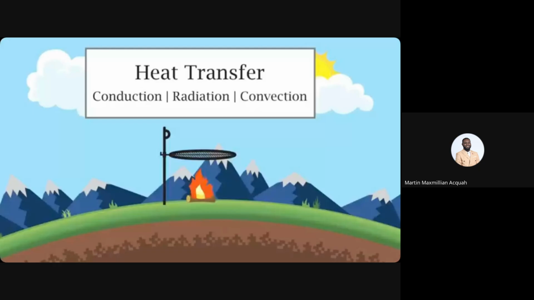What you are supposed to know is direct contact. An example is when you put a metallic spoon in hot water, you realize that after some time, the metallic spoon becomes hot. Heat has transferred from the hot water to the metallic spoon, and that one we call conduction.